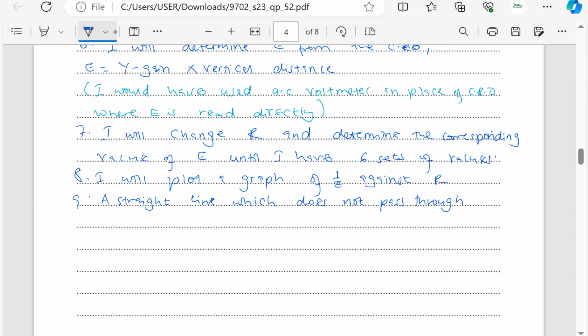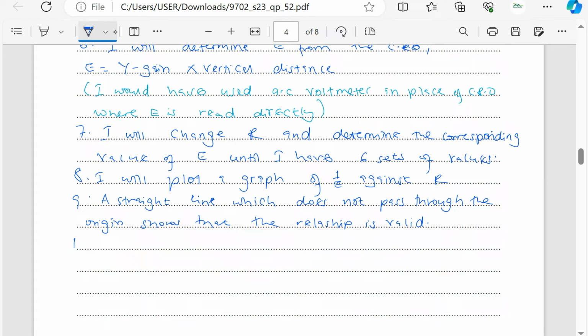A straight line which does not pass through the origin shows that the relationship is valid. So a straight line which does not pass through the origin shows that the relationship is valid.